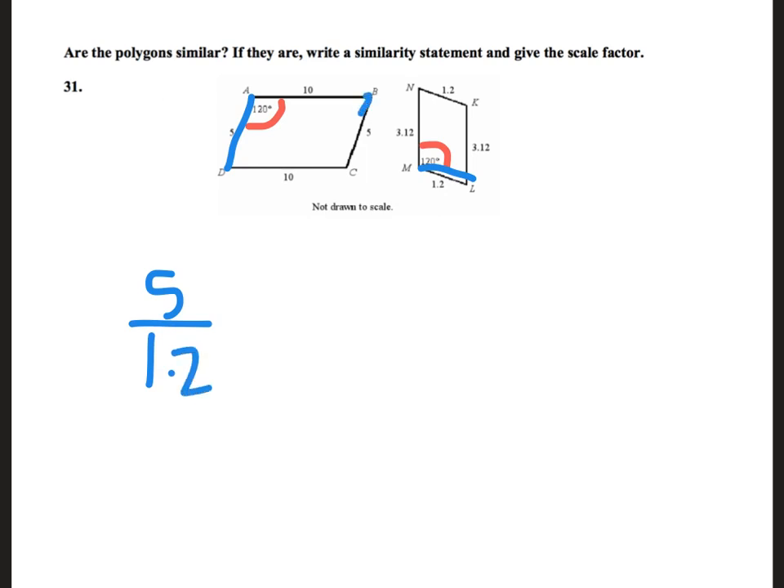Now notice that's the same as this one and this one. So I don't need to worry about those two sides, but I do have to check our other ones. We want to see if this is equal to our other two sides. So 10 over 3.12. Again, that matches our second pair. So if these two pairs are equal, then we're good to go.